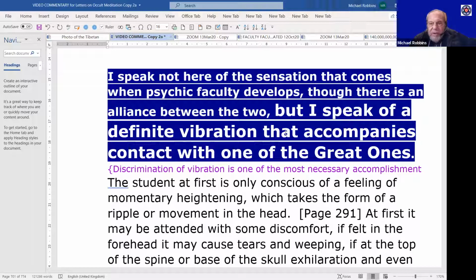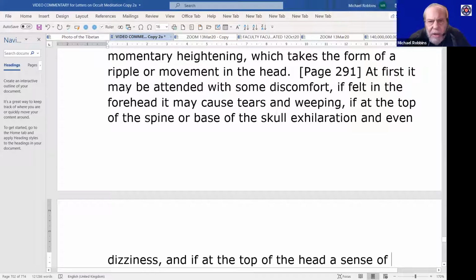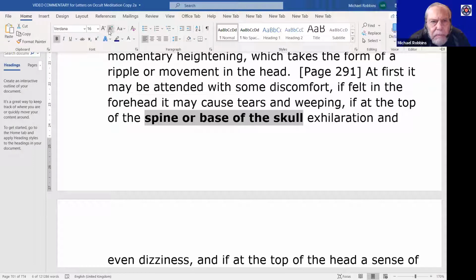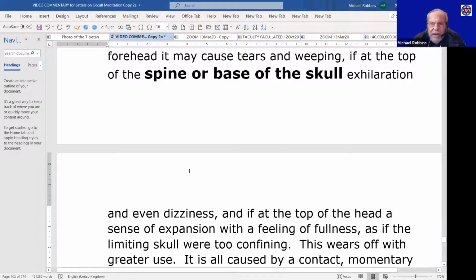At first it may be attended with some discomfort. If felt in the forehead, it may cause tears and weeping. If at the top of the spine or base of the skull, notice how he basically equates those, or at least relates them as part of the same process. Exhilaration or even dizziness, and at the top of the head a sense of expansion with a feeling of fullness, as if the limiting skull were too confining, and this wears off with greater use.